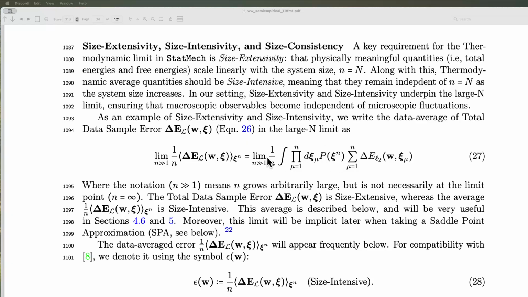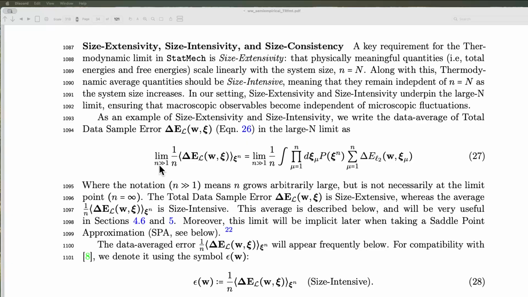In the large n limit, we take the limit as little n gets large of 1 over n times this integral. This is the average of the total model data sample error, where the notation n much greater than 1 means that n is growing arbitrarily large, but it's not necessarily at the limit point at n equals infinity. This is something to keep in mind. Sometimes I found this confuses people: when we talk about the limit, we're not talking about being exactly at the limit. We're talking about the limit as n grows large.